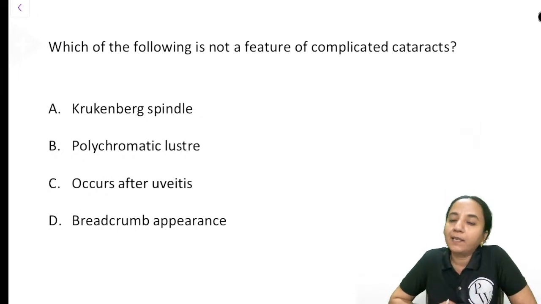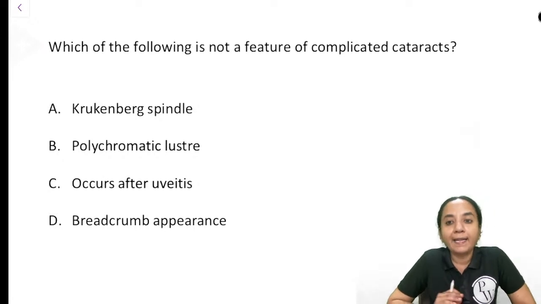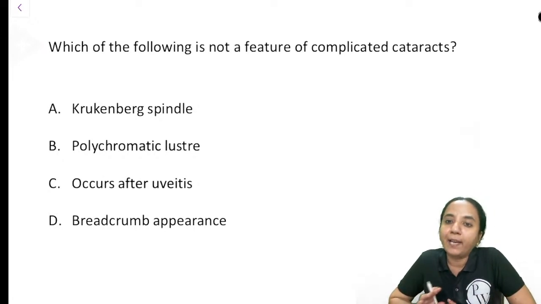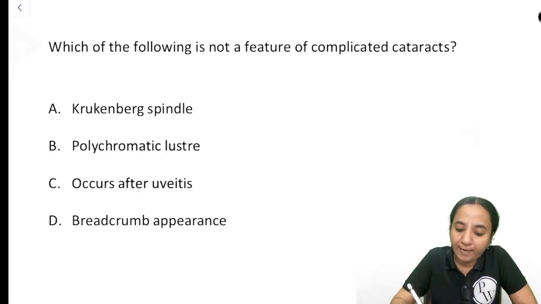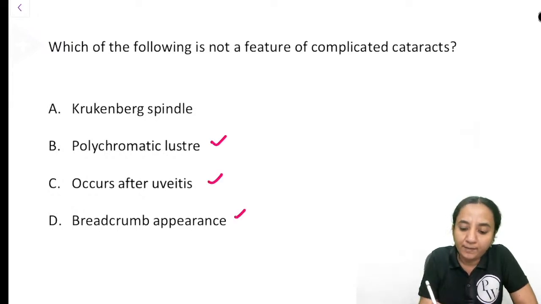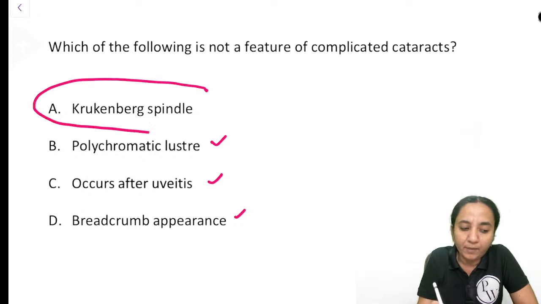So, occurs after uveitis is correct. And this cataract has a granular appearance which is called breadcrumb appearance, and also it shows polychromatic luster. So all this is correct. Polychromatic luster occurs after uveitis, breadcrumb appearance, all this is right. So what's wrong is Krukenberg spindle.